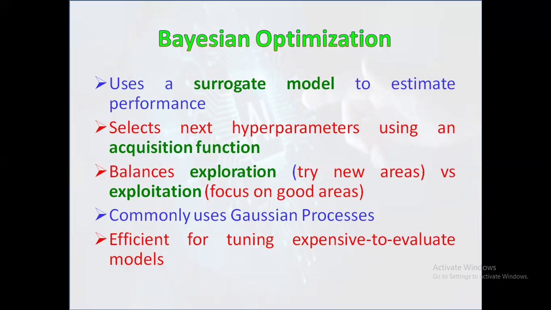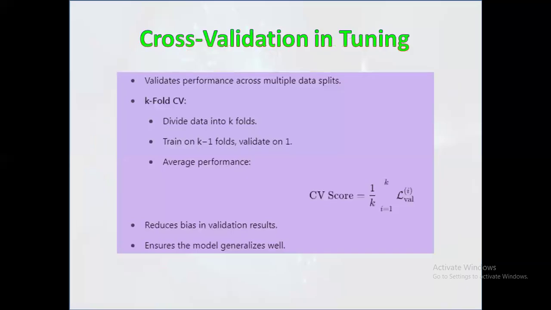Next, it commonly uses Gaussian processes. Gaussian processes provide probabilistic estimates of performance for untested hyperparameters. This helps guide the search intelligently and efficiently for tuning expensive to evaluate models. Bayesian optimization is ideal when model training is costly, as it minimizes the number of training sessions needed to find optimal settings. Next, cross validation in tuning.